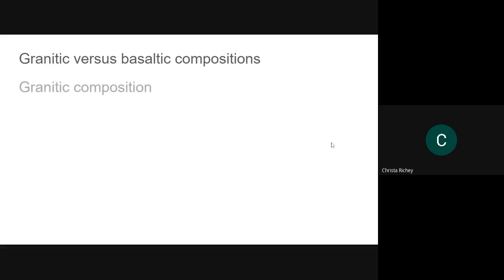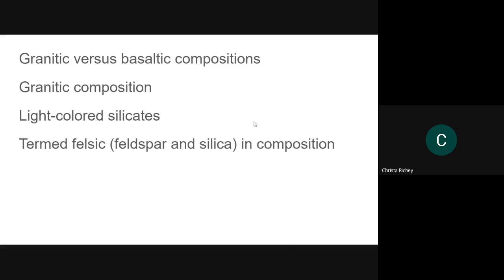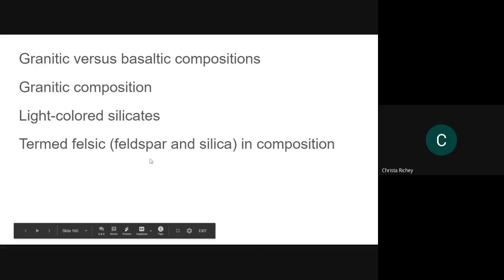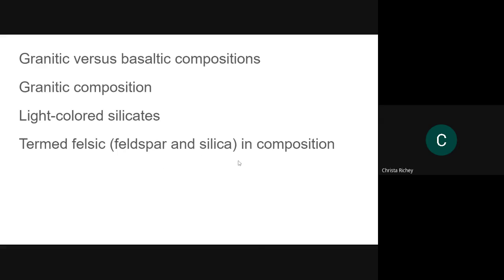Granitic versus basaltic. If it's a granite, it's granitic. These are your lighter colored silicates. Like I said, granite is going to be most common that we're going to find in our mountains. They are called felsic, part feldspar, part silica. These are different things that are found in the upper layer of the crust.